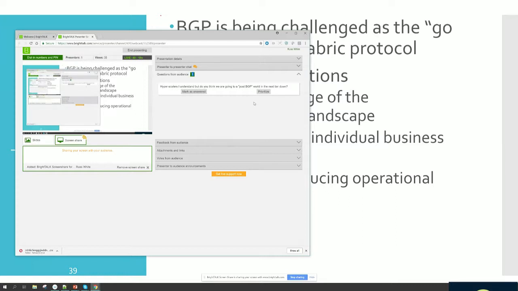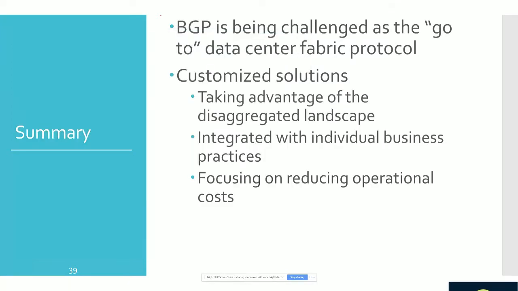So I actually have a question here. Hyperscalers, I understand, but do you think we're going to go post-BGP in the next tier down? By next tier down, I think you mean larger scale or even smaller scale companies. So here's the thing. I think that as we move towards more hybrid, let's begin with where BGP came from in the larger enterprise networks. And I use the term enterprise guardedly because I don't like that term. But in the larger enterprise networks.